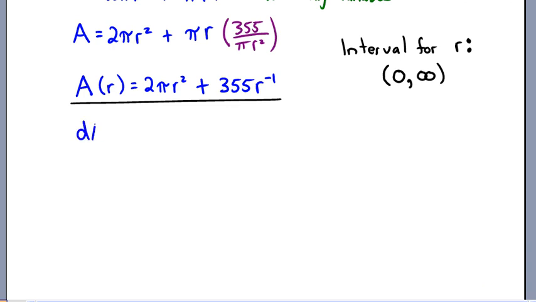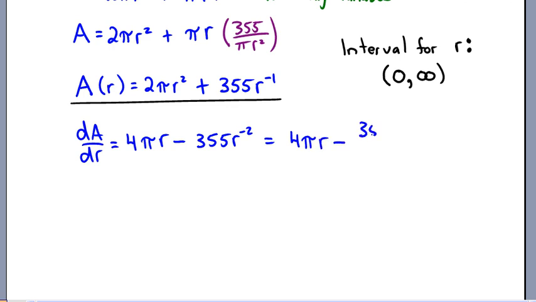So I'm going to go and do dA/dr. And when I try that out, I'm going to end up with 4 pi r minus 355 r to the negative 2. So that negative 1 comes down, changes that plus to a minus, and then r to the negative 2. Now you can rewrite that, if it helps, 4 pi r minus 355 all over an r squared.